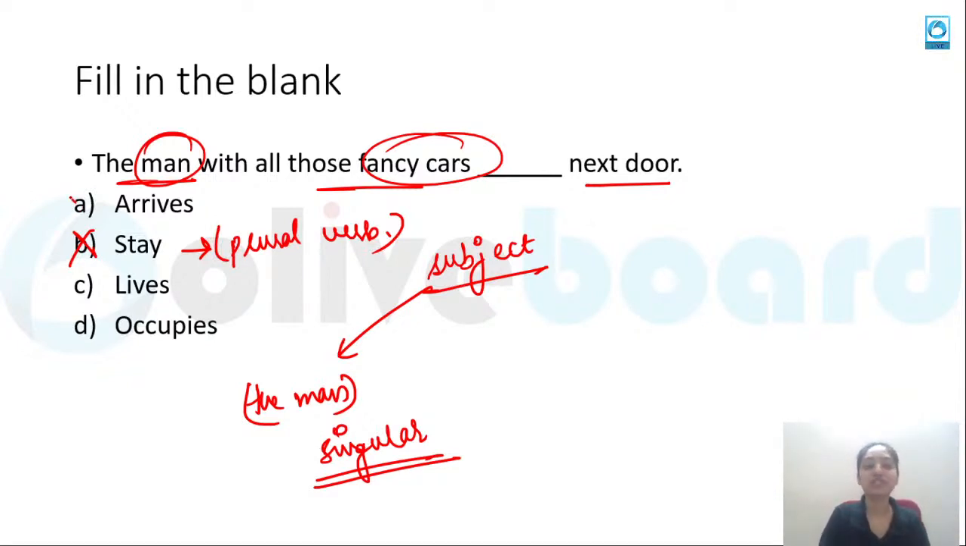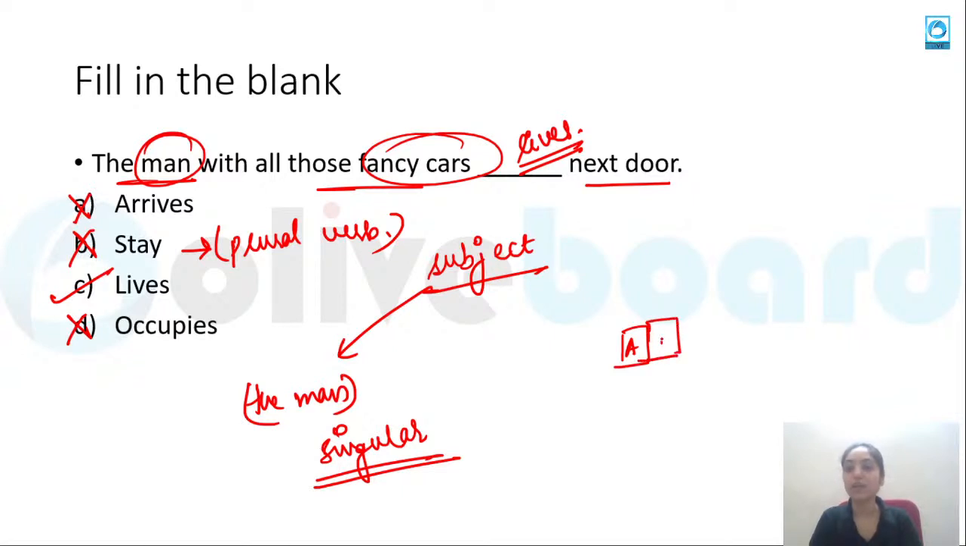Now, if you notice options A and D, that is arrives and occupies, these two options render the sentence meaningless. That is, they are not contextually correct. They do not fit in the sentence. Option C here is the correct answer. The man with all those fancy cars lives next door. When you say that this person lives next door, you mean that he is one of your neighbors. If this is the house that you occupy, this is the house that the person with all those fancy cars occupies. So option C is the correct answer.